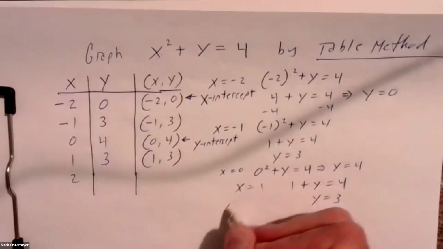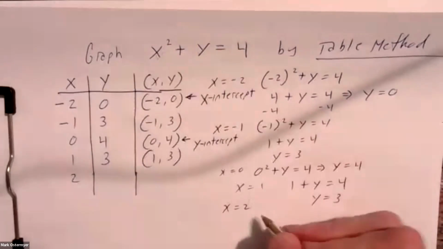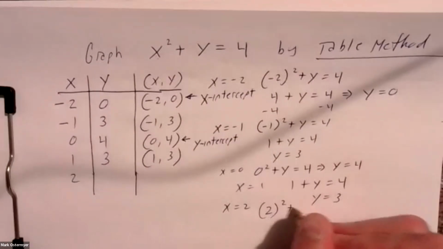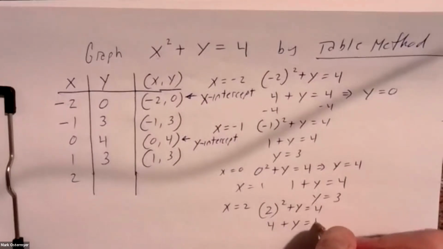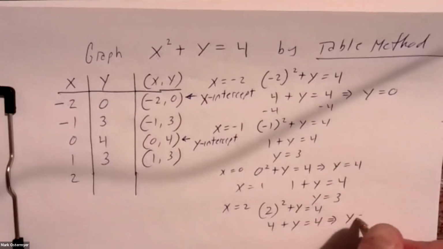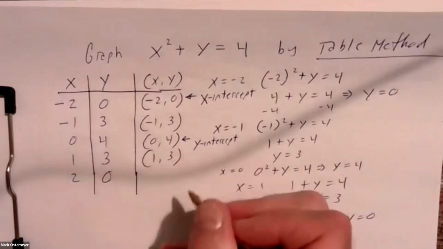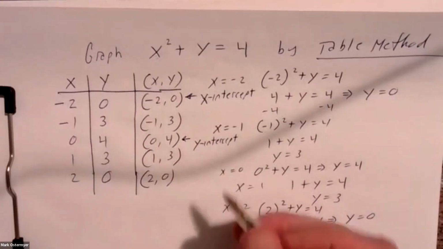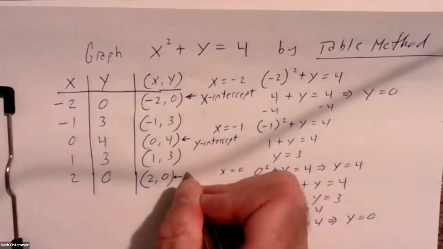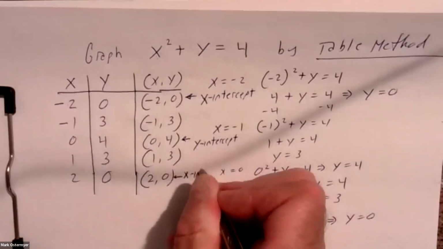Finally, if X is equal to 2, we put 2 in for X here. And then we're going to solve for Y. We get 4 plus Y equals 4. Subtracting 4 from both sides, we get Y equals 0. And so we can see that another x-intercept here would be 2, 0. This is also an x-intercept.